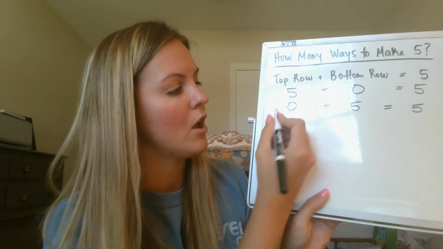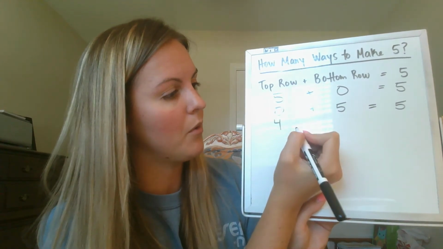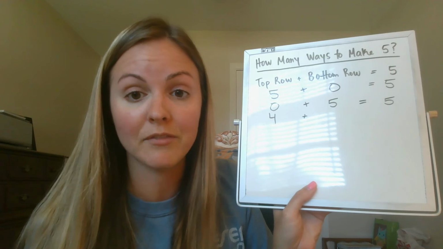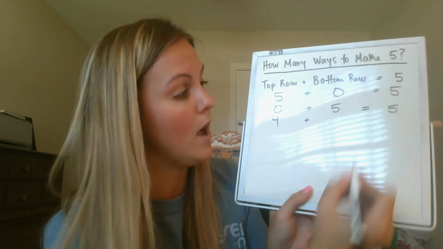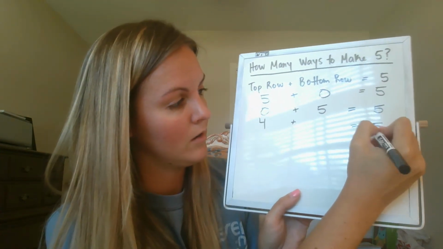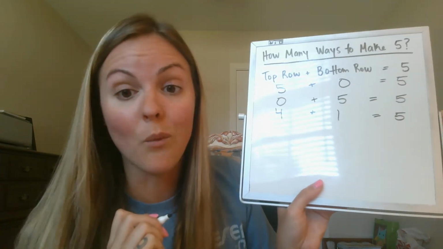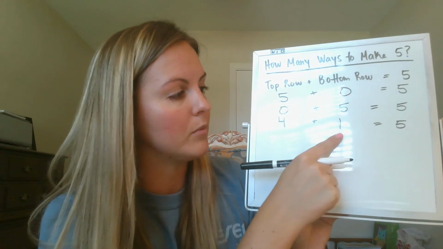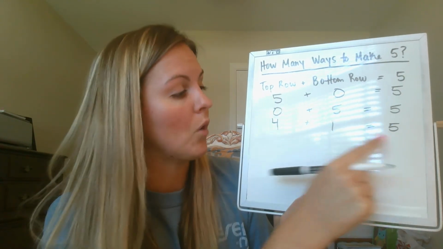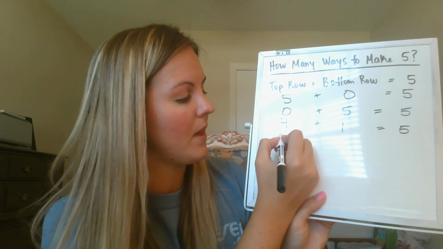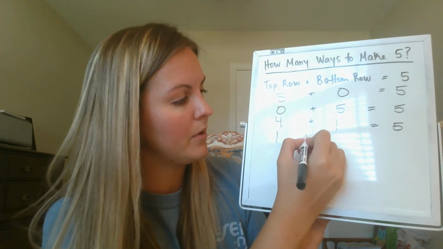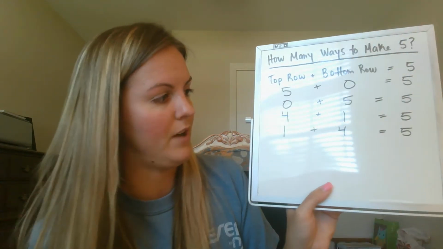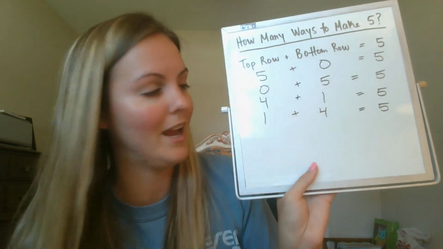If I had 4 on the top row, if I moved over 4 white beads on top, how many would I have to move to the left on the bottom? 4 plus what equals 5? Did you say 1? If you did, you are correct. So I could have 4 on top, 1 on bottom, and that would give me 5. Or remember, I can flip-flop, so same thing. I could have 1 on top plus 4 on the bottom, and that would equal 5. I think I'm already writing too big. I'm gonna have to squeeze.